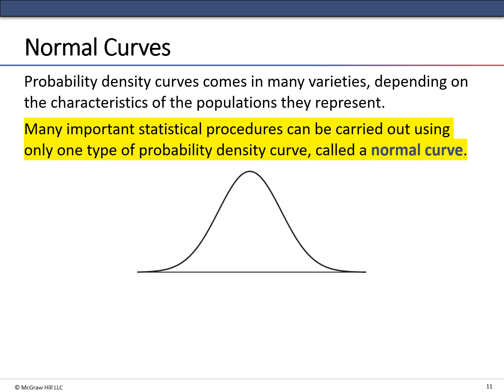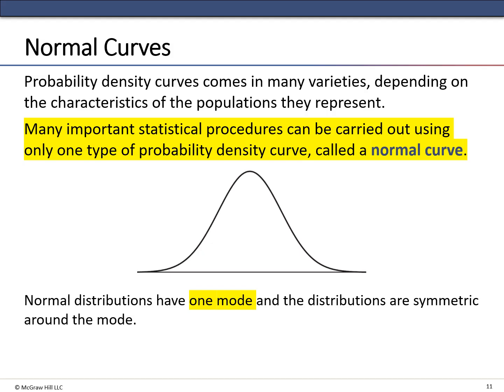Now we're going to look at normal curves, and this is a huge part of statistical analysis. Probability density curves come in many varieties depending on the characteristics of the populations they represent. Many important statistical procedures can be carried out using only one type of probability density curve called a normal curve. This is one of the most valuable tools, if our data does come in this kind of pattern of a bell-shaped diagram, if you will.